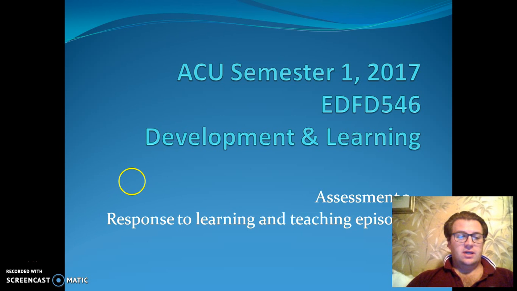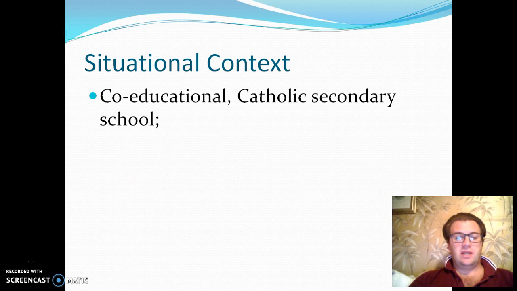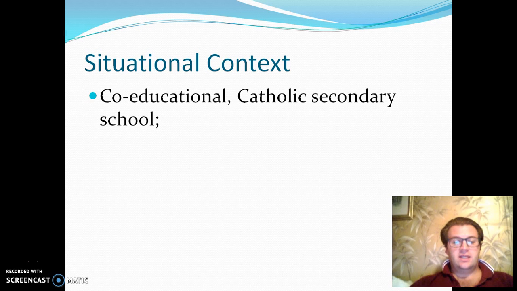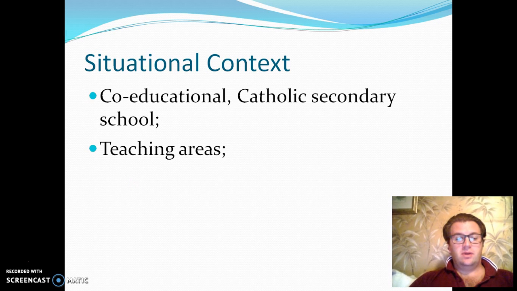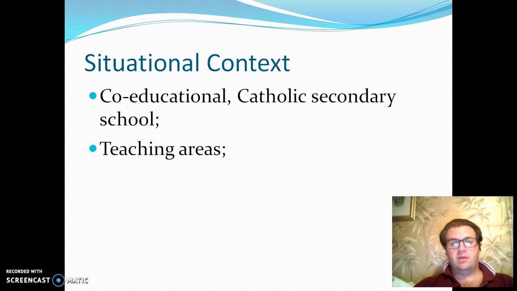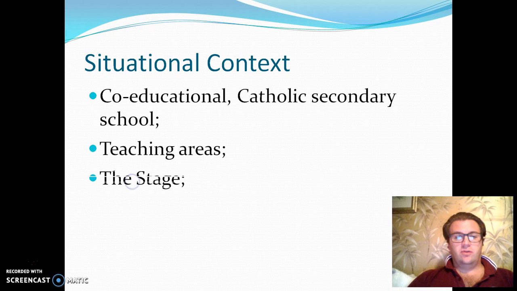My name's David Burke, and as of the 29th of May 2017 I'm commencing my third week of practical experience placement. I'm currently undertaking my placement at a co-educational Catholic secondary school in Gold Coast, Queensland. What I've learnt from my teaching areas, which are legal studies and business, and from my short experience in teaching, is that the classroom is very much like the stage.